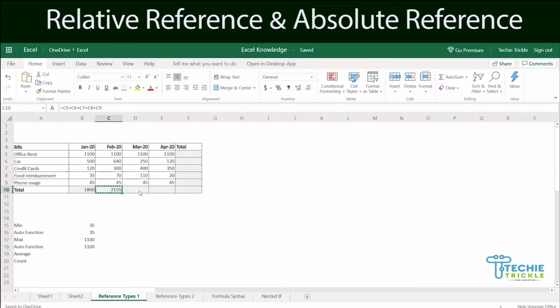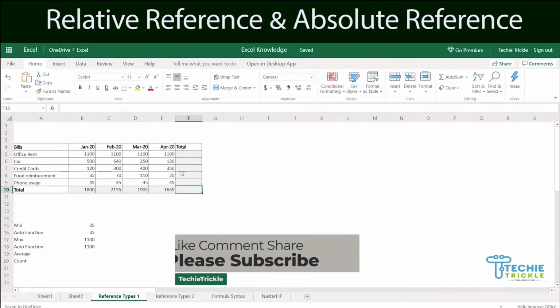Again, you copy this and you paste it here, right? Again, paste it here. So here it's D, and then here it is E. So these are the relative references. It is moving column, it is moving to the right. So B, C, D, E.